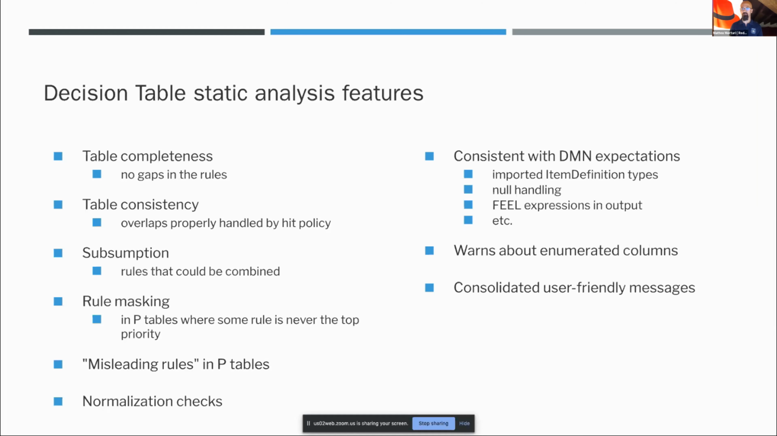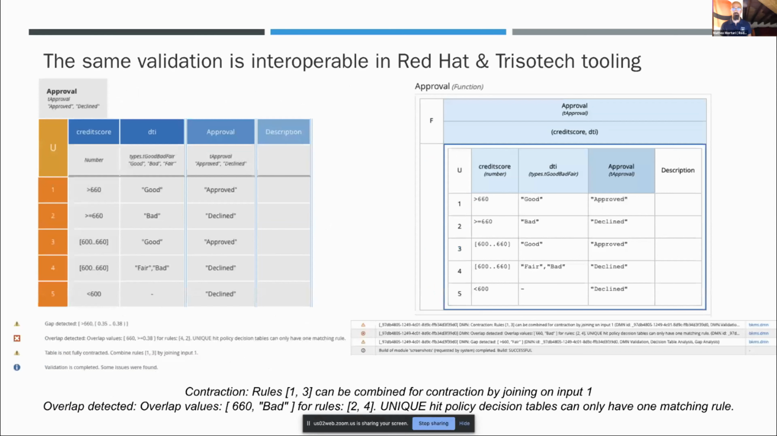So overall, this is to say that the consolidated messages coming from the validation should really be user-friendly. An example can also help here. Likewise, DMN is, of course, an interoperable specification. Also, the DMN validation is fully interoperable between tools that support DMN. Here we have the Trisotech DMN modeler on the left and the Red Hat open source editor on the right. And you will see that the messages that the validator produces are the same for the same table.